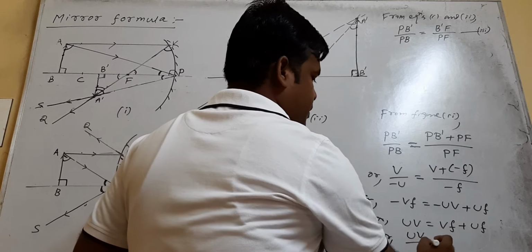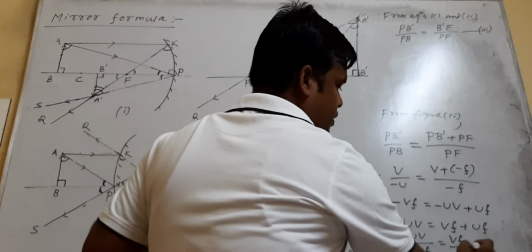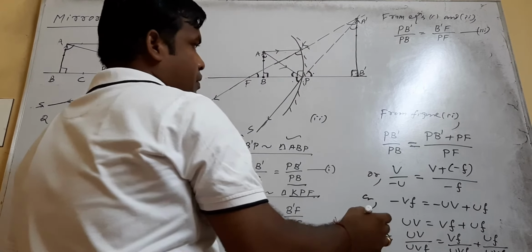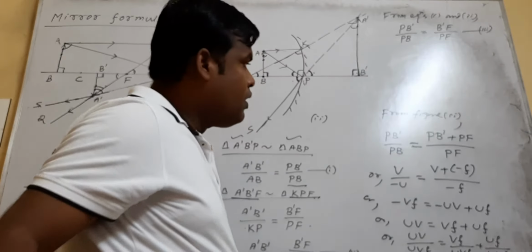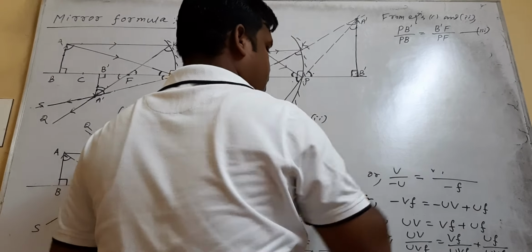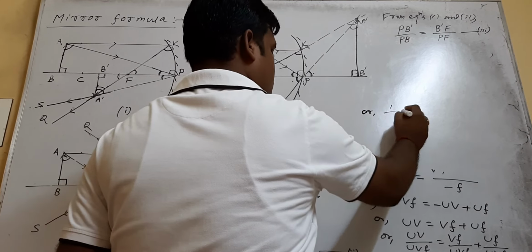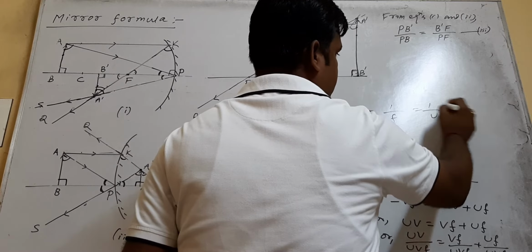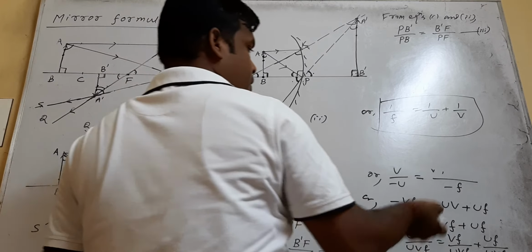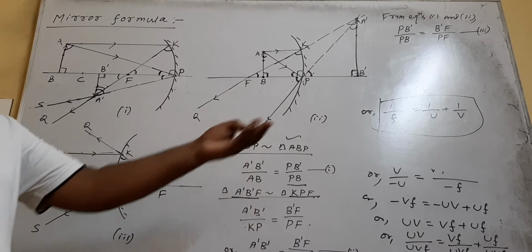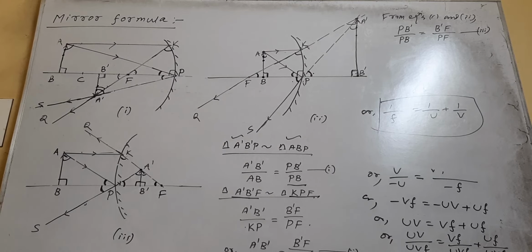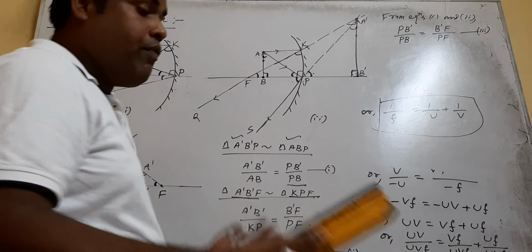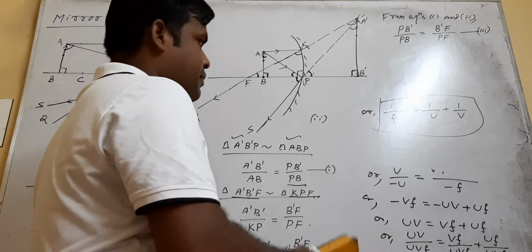When you divide it by UVF, you will get the same equation, that is 1 by F is equal to 1 by U plus 1 by V. So it is the mirror equation, the same as you got for the previous figure. Also, we will verify for figure 3, the convex mirror, whether you get the same or a different mirror formula. Let us verify it.